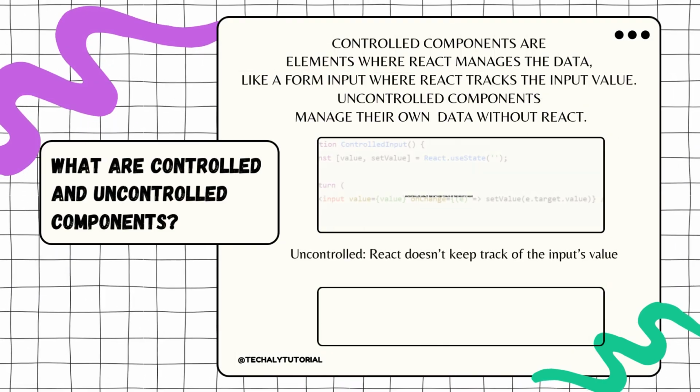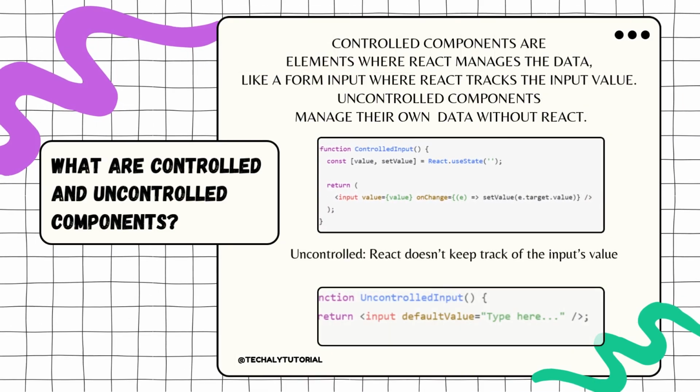What are controlled and uncontrolled components? In controlled components, React manages and keeps track of the data like input values in a form. In uncontrolled components, the input field manages itself and React isn't involved. Controlled, React keeps track of the input's value.